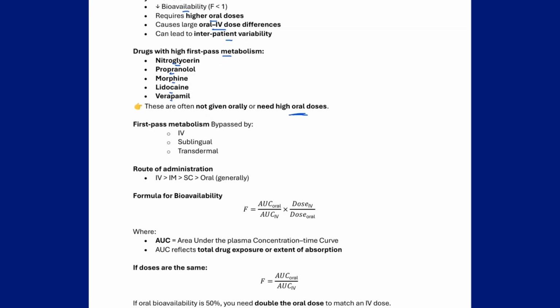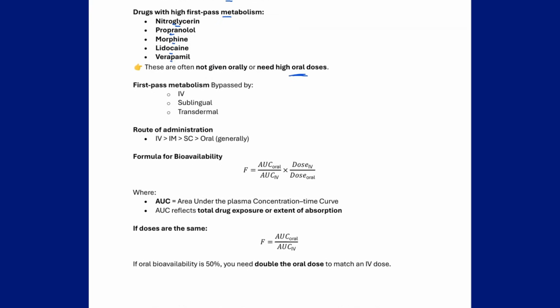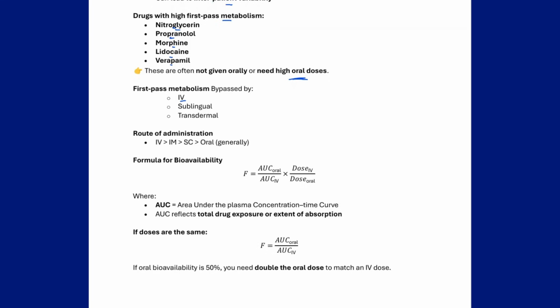So, first pass metabolism could be bypassed, right? If you're given the medication through the IV, you can bypass the first pass metabolism, and if you give it as a sublingual or as a transdermal. And let's look at the routes of administration with better bioavailability.